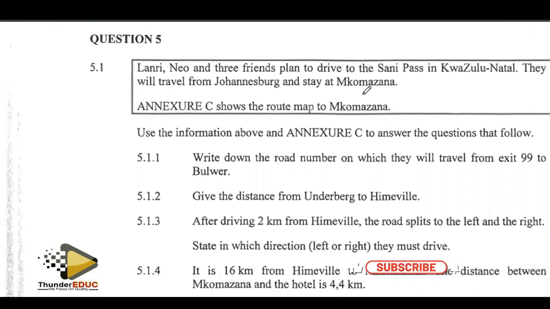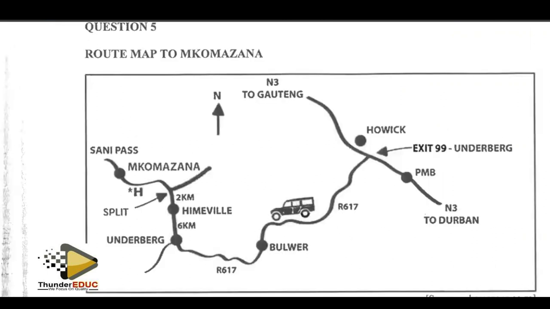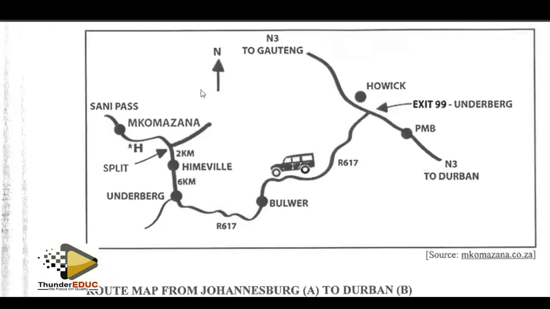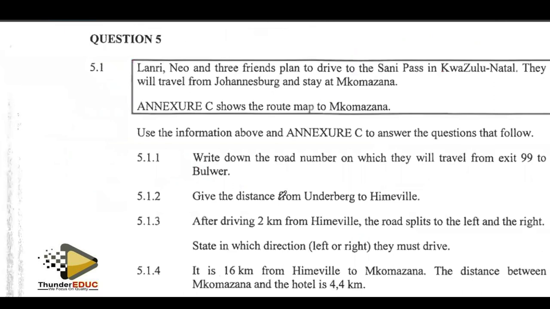Question number five requires us to also look at annexure C. Let me stage annexure C here, which is this one here. All right, you read through this scenario. As you read through, please count also. These are two people plus the three friends. So all in all, how many people? Five people, that's what you have to know.